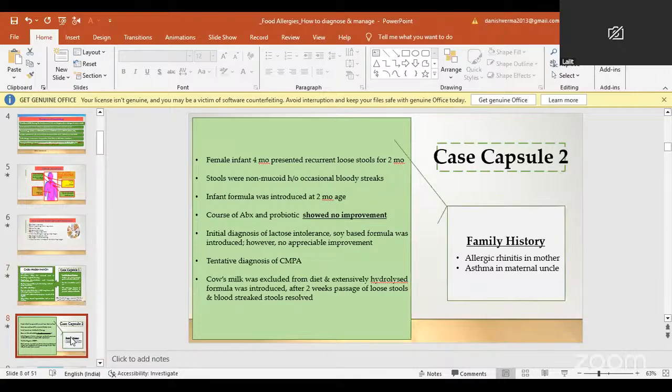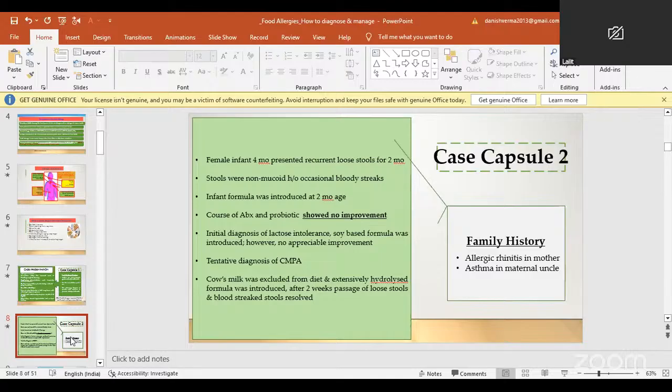A female infant, 4 months old, with recurrent loose stool for 2 months. Stools were non-mucoid, with occasional bloody streaks. Infant formula was introduced at 2 months. A course of antibiotics and probiotic did not show any improvement. An initial diagnosis of lactose intolerance was made, and hence the formula was changed to soy. But no improvement was seen again. And then a tentative diagnosis was of CMPA.